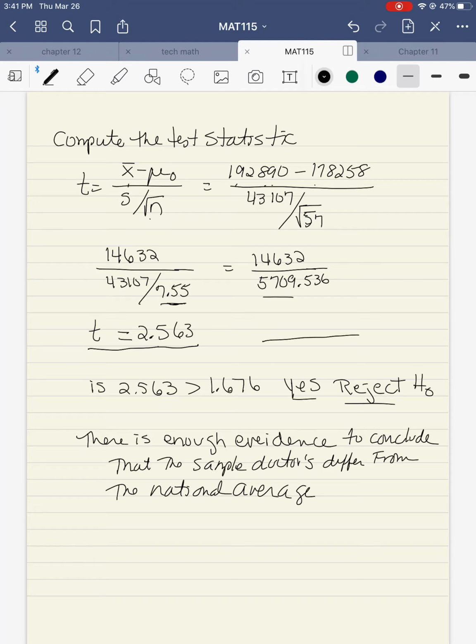So what I have to do is see if that test statistic falls within the range. Because this is a two-tailed test, I'm at a negative 1.676 for the critical value or a positive 1.676. Again, I have two critical regions, but I'm just focusing on the positive because my test statistic came out positive. So it's right about here. That number is 2.563. This is in the shaded region, so I am rejecting it. That means there is enough evidence to conclude that the sample doctor's salary differs from the national average.